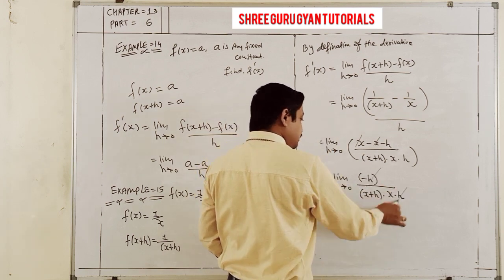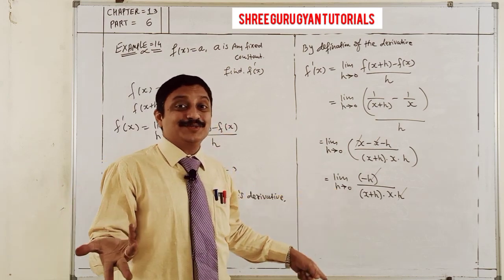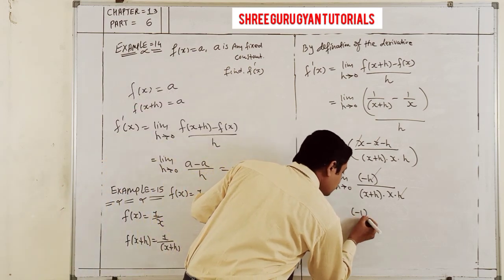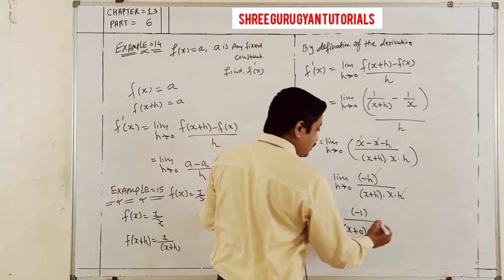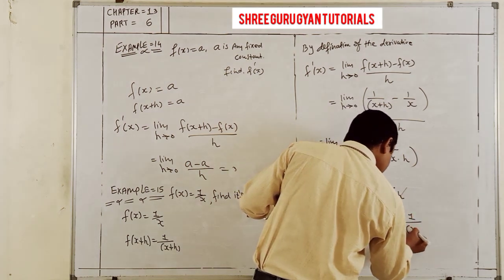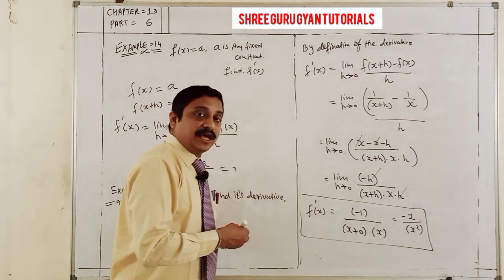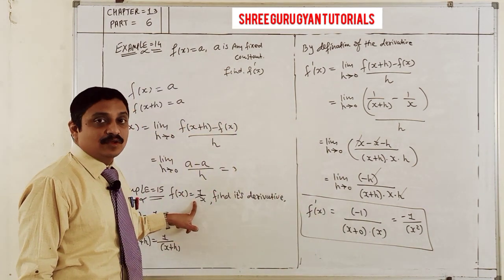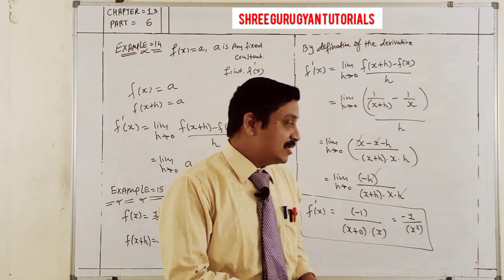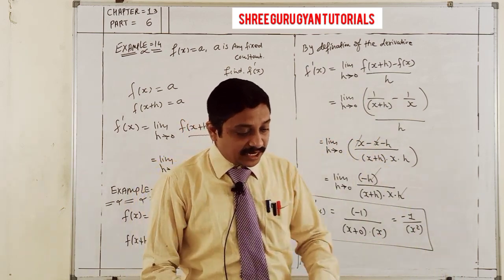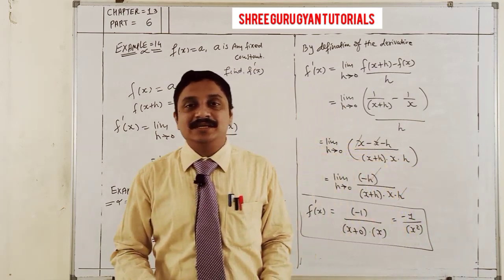These also cancel, students, and then apply the limit h tends to 0. So my answer is minus 1 by x plus 0 into x. Finally my answer is minus 1 by x square, and that's your f dash x, students. Remember that for the derivative of 1 upon x, you will always get minus 1 by x square. Yes students, after ending our question number 15 example, here I stop this video.